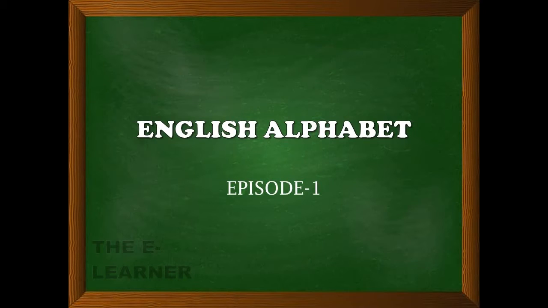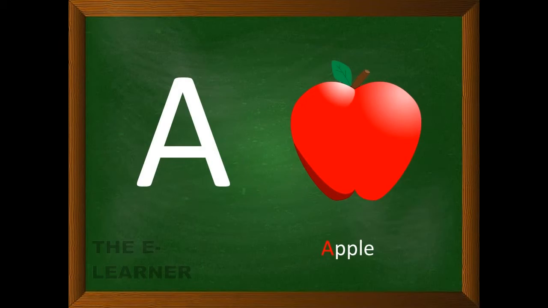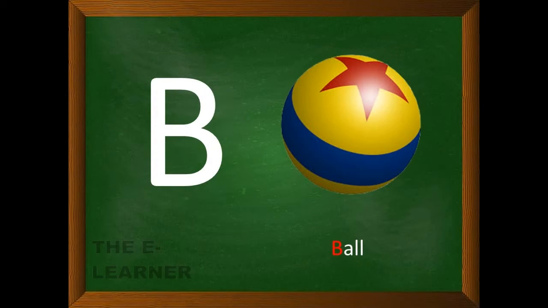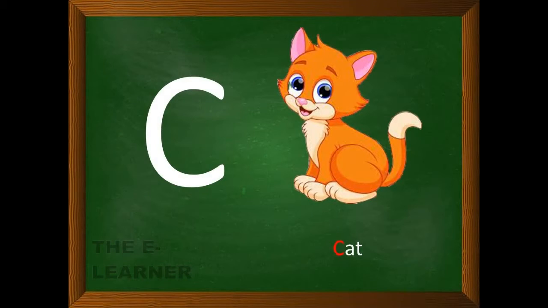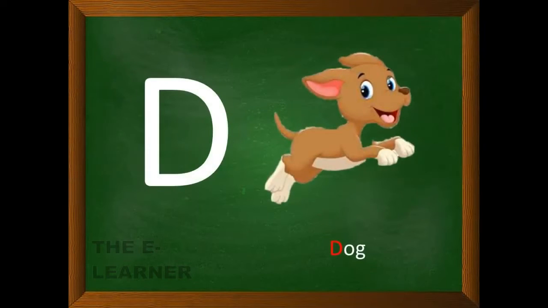English alphabet. Episode 1. A. A for apple. B. B for ball. C. C for cat. D. D for dog.